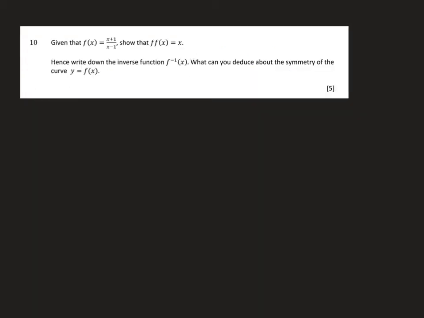Question 10. Given that f of x equals x plus 1 over x minus 1, show that f of f of x is equal to x. So that's a composite function where we apply f of x twice in succession. So this is f of f of x. So it's f applied to x plus 1 over x minus 1. Now, stop and think. What does f tell you to do in words?